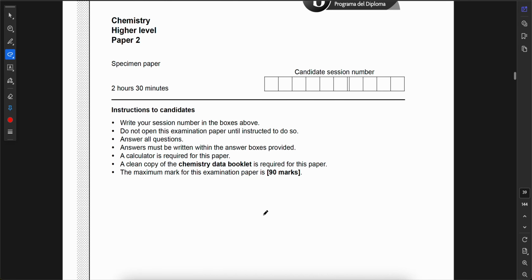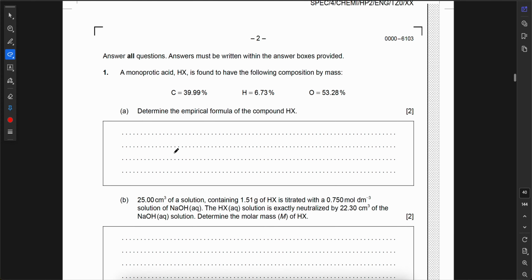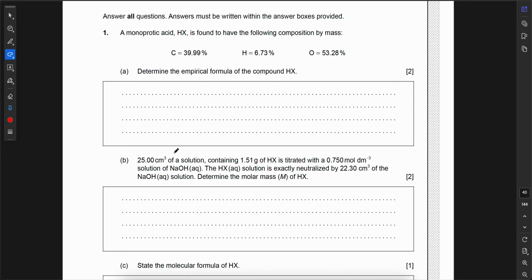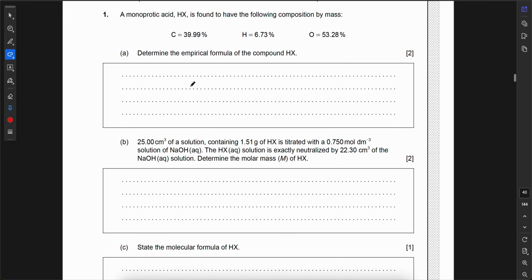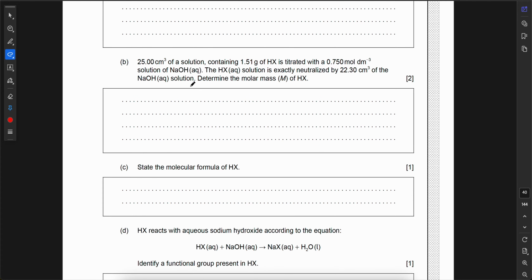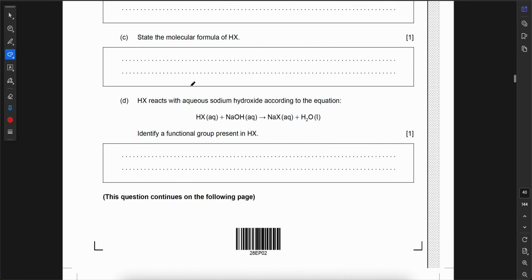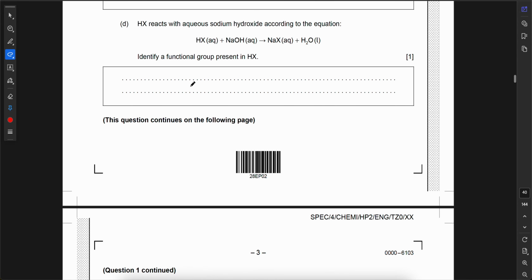Okay, this is paper 2 again. Of course, the chemistry data booklet and a calculator are required as well. In paper 2, there are some short answer questions, direct ones that need brief, focused responses where you address the question directly. For example, state the molecular formula of HX, or identify a functional group from this.